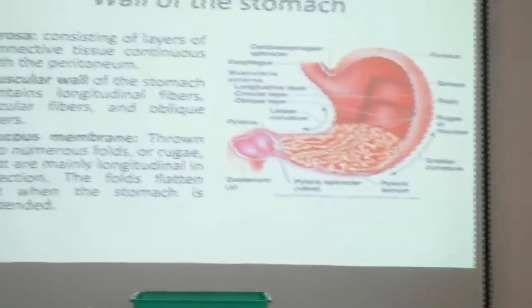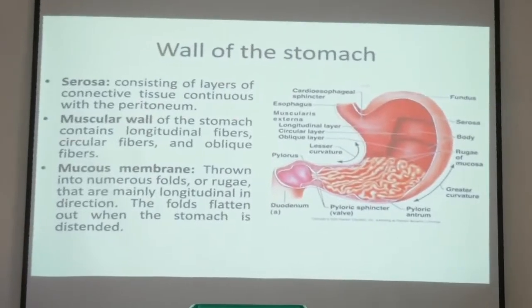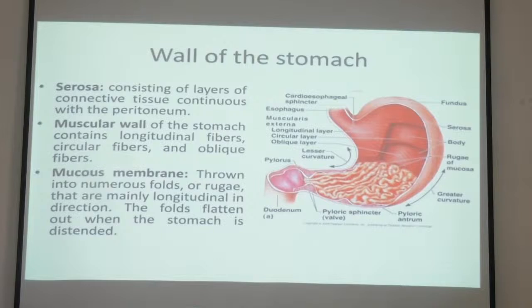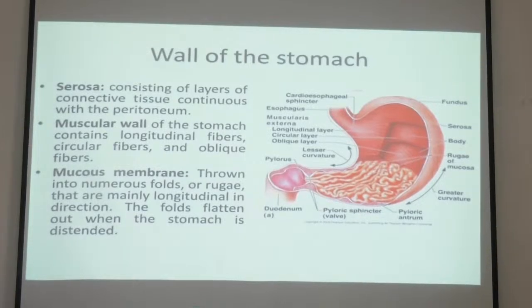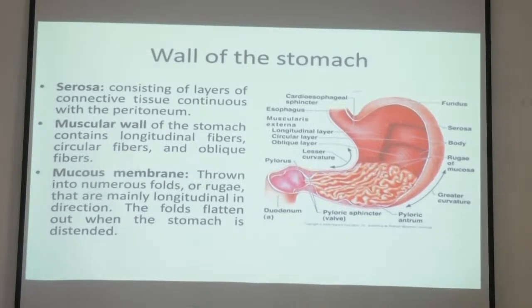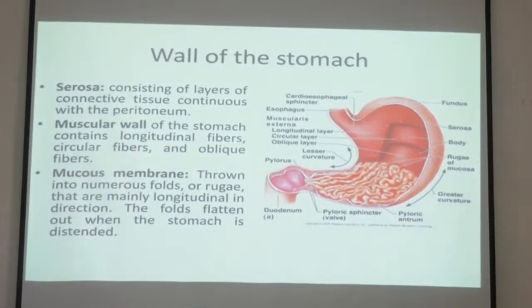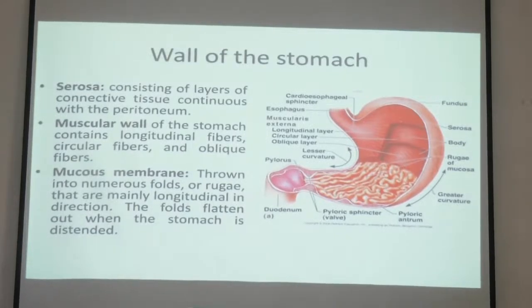Next, we will discuss the wall of the stomach, the different layers. That means the histological features. Okay, so outermost is the serosa. Serosa consists of loose areolar connective tissue, which is continuous with the peritoneum, mainly the peritoneal covering. Okay, that is forming the serosa. The anterosuperior surface is covered by peritoneum of the greater sac. The posteroinferior surface is covered by peritoneum of the lesser sac.